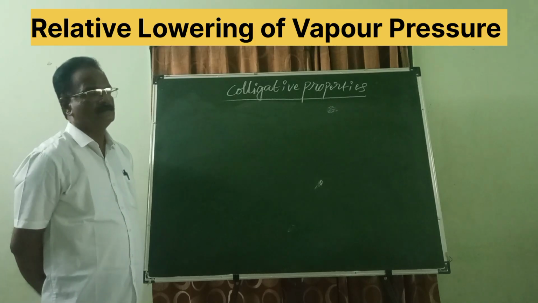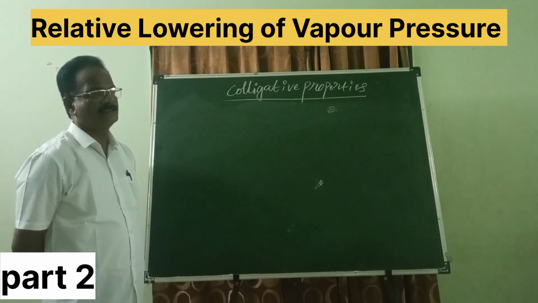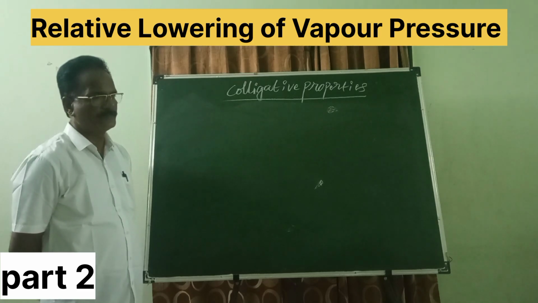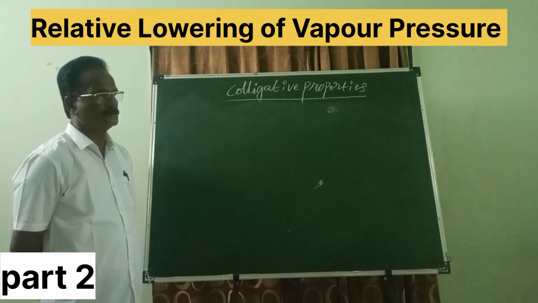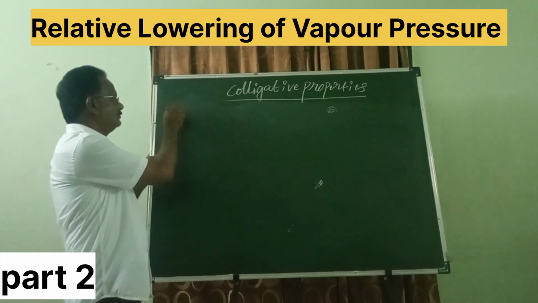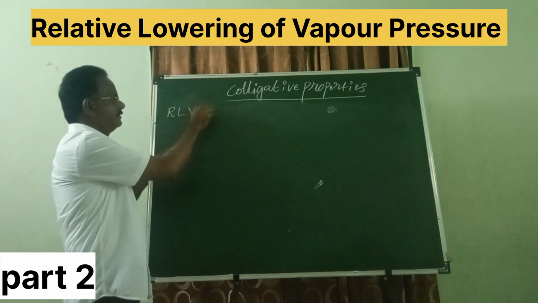Now let us see what is relative lowering of vapor pressure. This is a colligative property, as we discussed about four colligative properties in the previous video. Now we will go into detail. Let us see what is the definition for relative lowering of vapor pressure, RLVP.